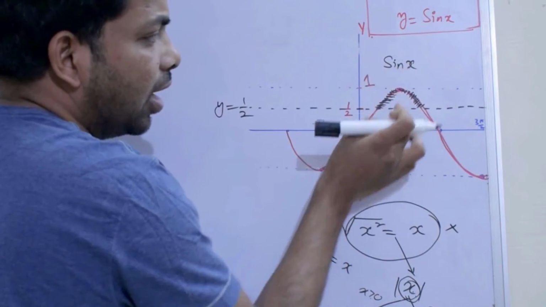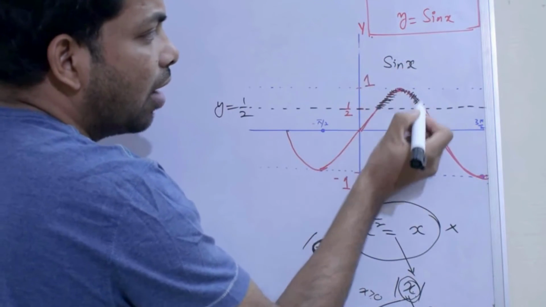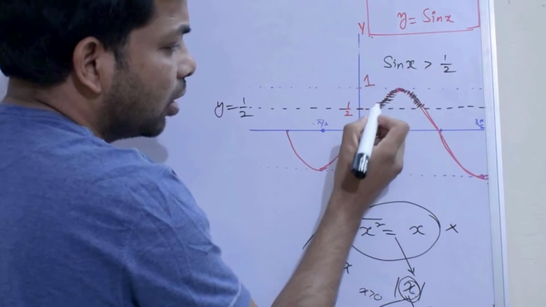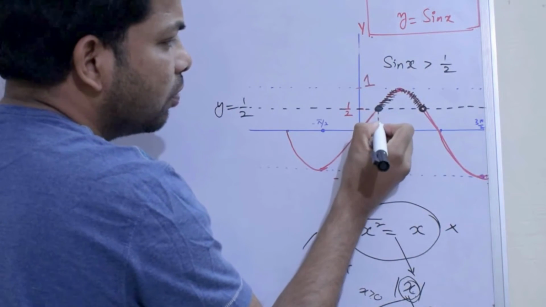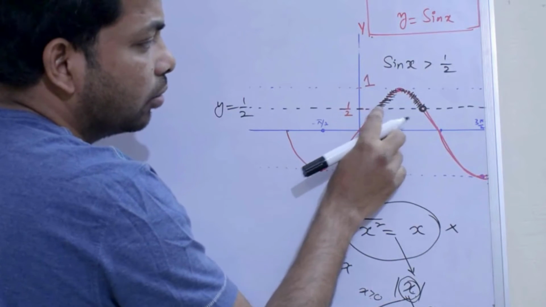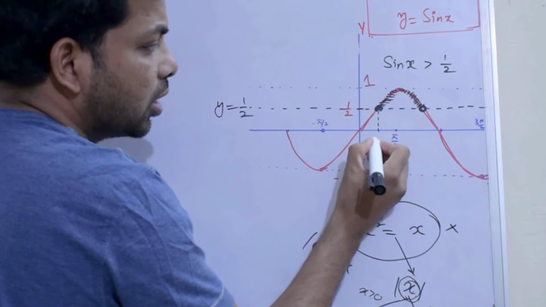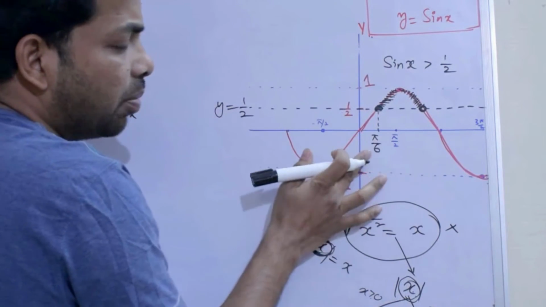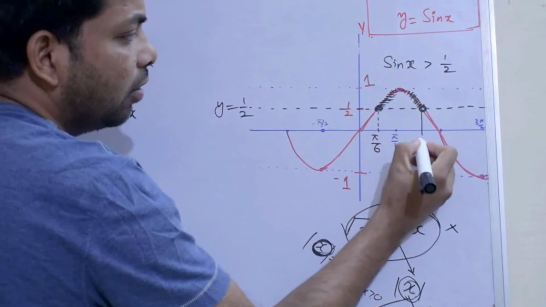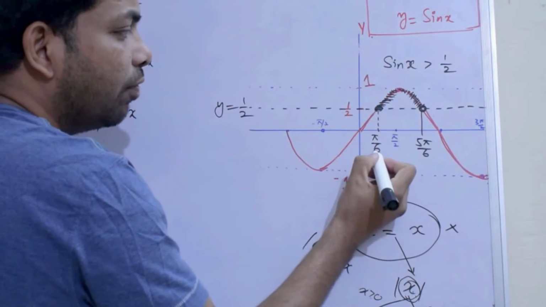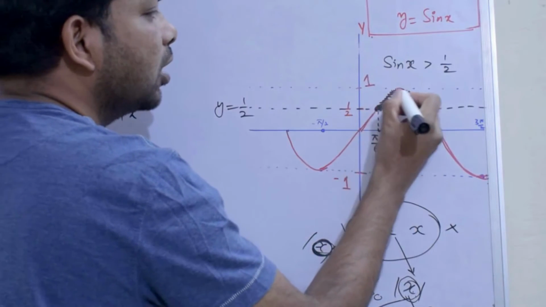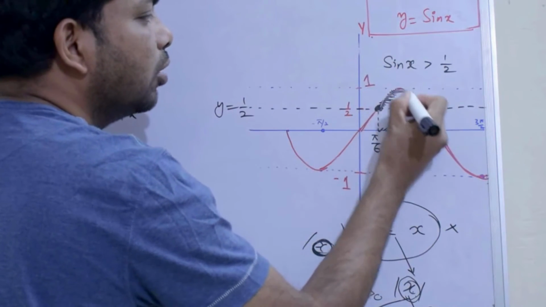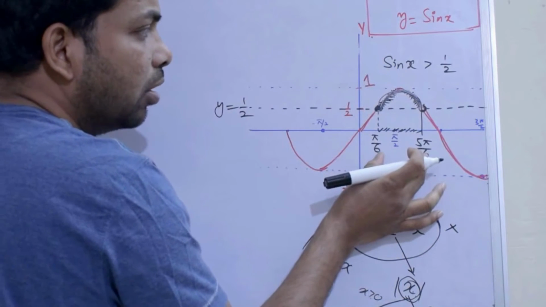If I say sin x is more than half here, what are the values? This value and in between these two values. This value is at 1 by 2, so sin 30 degrees, that is sin pi by 6. So it is at pi by 6 and this is at 5 pi by 6. Therefore, in between pi by 6 to 5 pi by 6, the graph of sin x is more than 1 by 2.